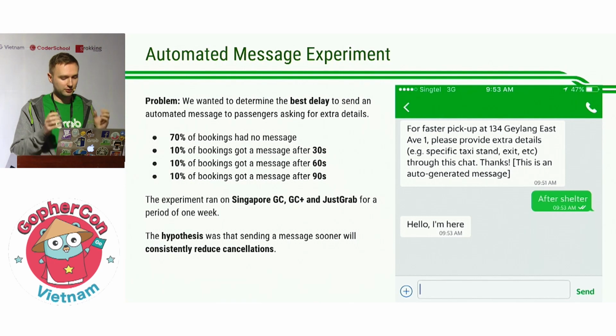That's the important part. They also wanted to constrain it to Singapore, for Grab Car, Grab Car Premium, and just Grab, our vehicle types, or verticals. Again, the hypothesis was that it would consistently reduce cancellation. As I mentioned about A/B testing, you have a metric. So cancellations was the metric for this experiment, the goal metric.